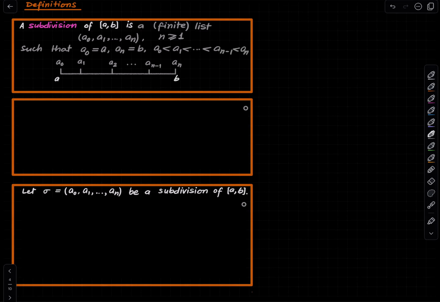Alright, so I hope the definition is clear. We have just collected or marked out some of the points in the interval. The first one is the left endpoint, the last one is the right endpoint, and there is a natural ordering in them.